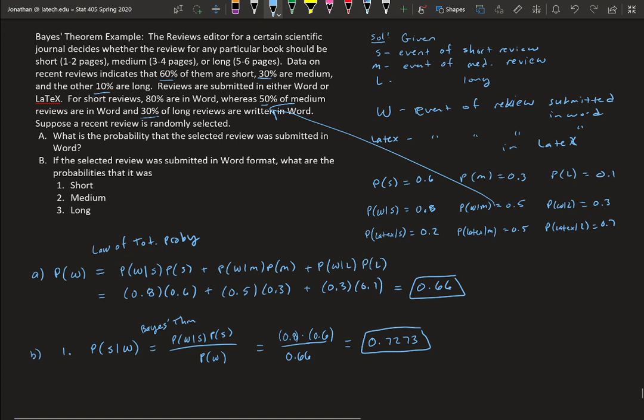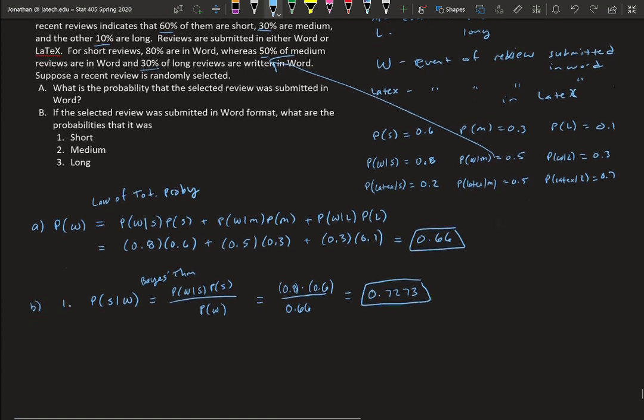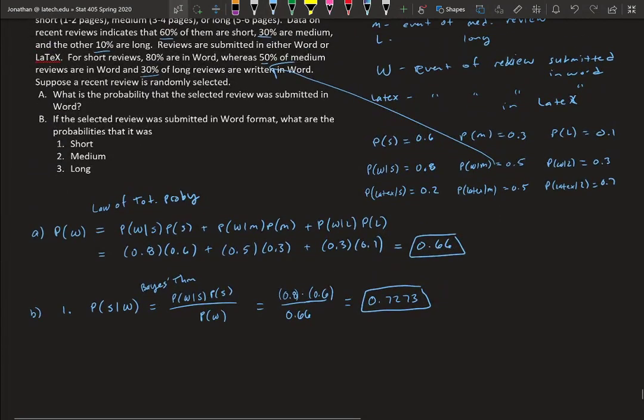Compared with what we were given: 80% of the short reviews were written in Word. So this is saying 73% of the Word documents are short, compared to 80% of the short documents being in Word. So you see how that percentage is a different thing. You're calculating something totally different. All right, so let's look at number 2.